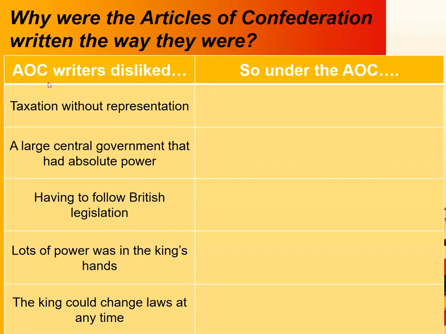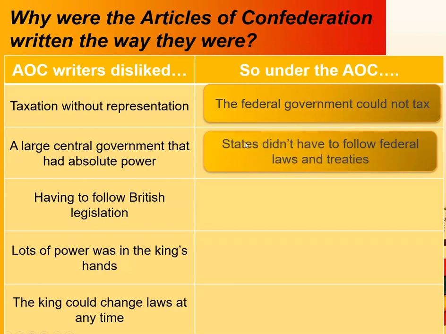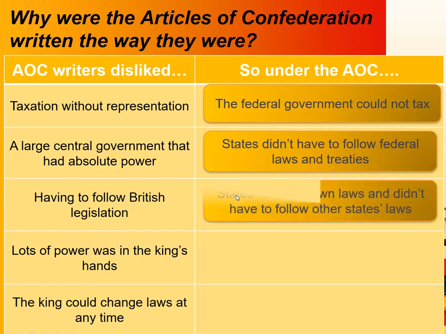One more time, just so we understand: the Articles of Confederation, which we also call the AOC. The writers disliked taxation without representation, so the federal government could not tax. They also did not want a large central government. So the states didn't have to follow any federal laws or treaties. They were essentially like their own little countries. The Founding Fathers who wrote the Articles did not want to follow British legislation, British laws. So states actually trumped federal laws. Federal laws today trump state laws, but back then, during the Articles of Confederation, it was the other way around.